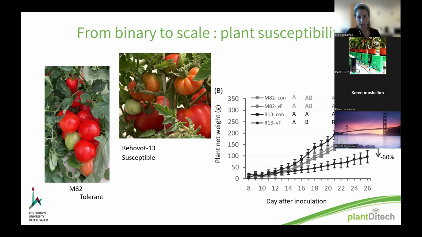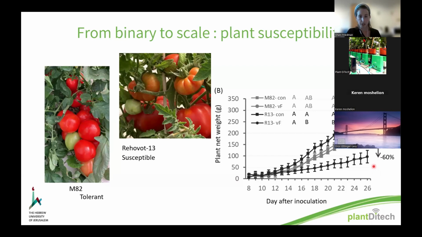M82 control treated plant gets to around 220 grams. When inoculated, it loses about 15%. Interestingly, R13, the susceptible cultivar, produces higher biomass, 23% more than M82. In brackets, I would say this is not significantly higher, but when inoculated, R13 plants decrease biomass by 60%.